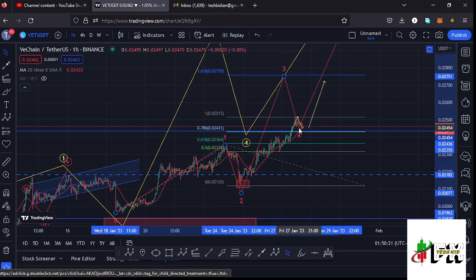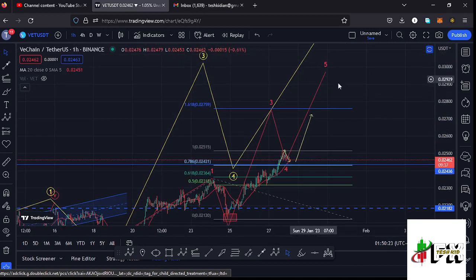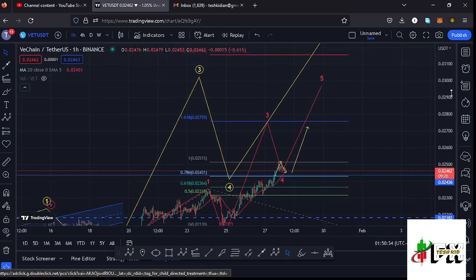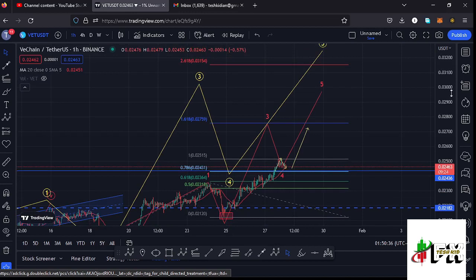Then expect a wave 4, and then the wave 5 of this Elliot wave structure that I have right here in red to complete the formation of this wave 3 of this Elliot wave structure in yellow, and that is at around the $0.03 mark. So there are chances that very soon Vechain might be able to get back above the 0.03, and that is according to what I'm expecting here on the Vechain chart, on the short-term scenarios, and also taking a look at the indicators.